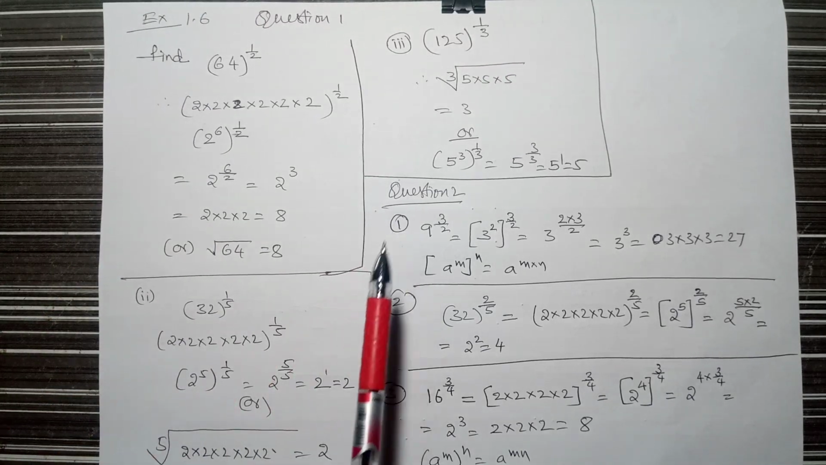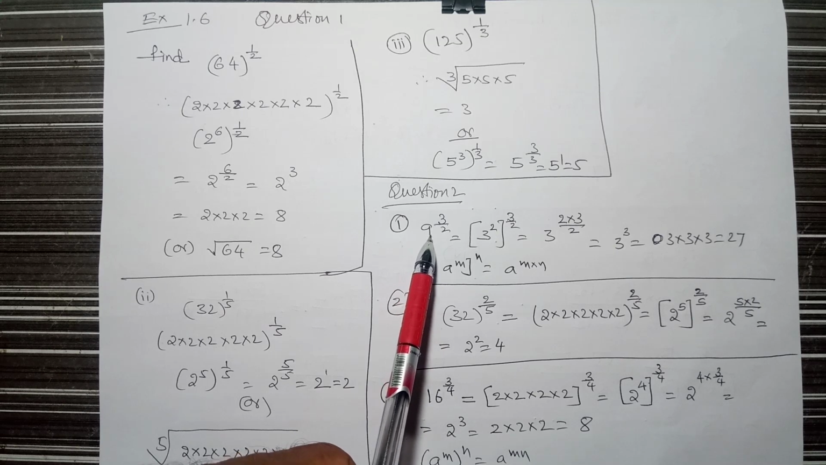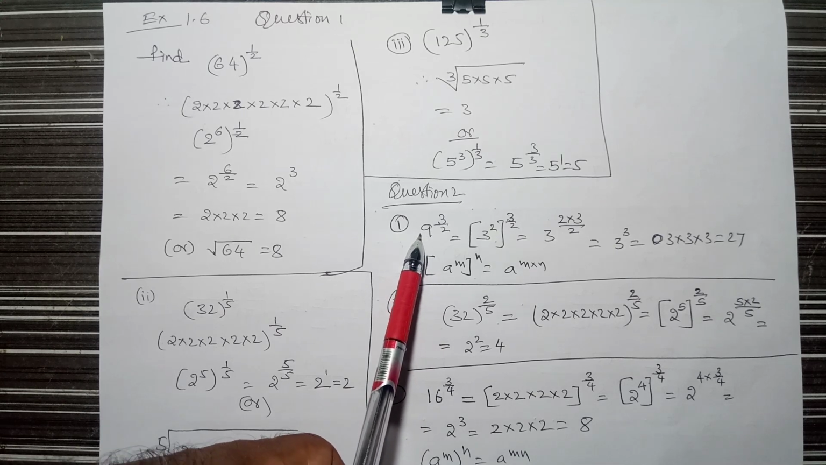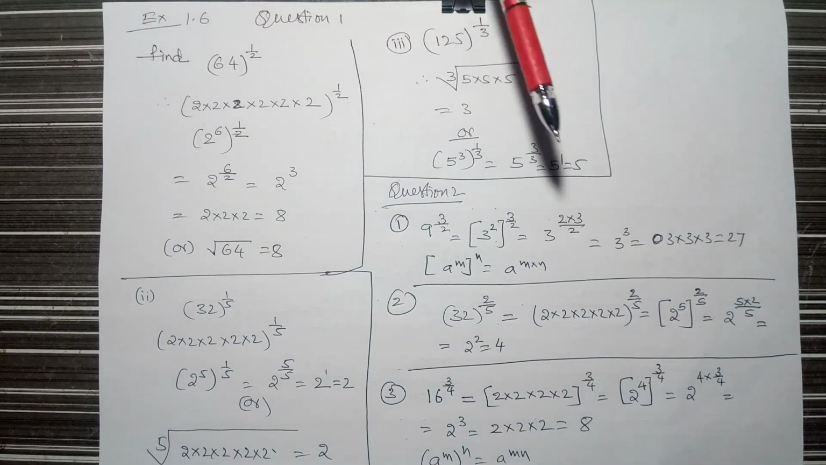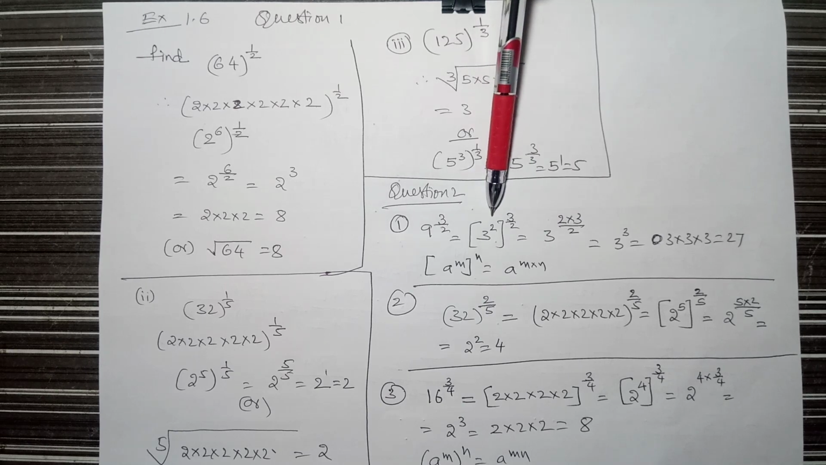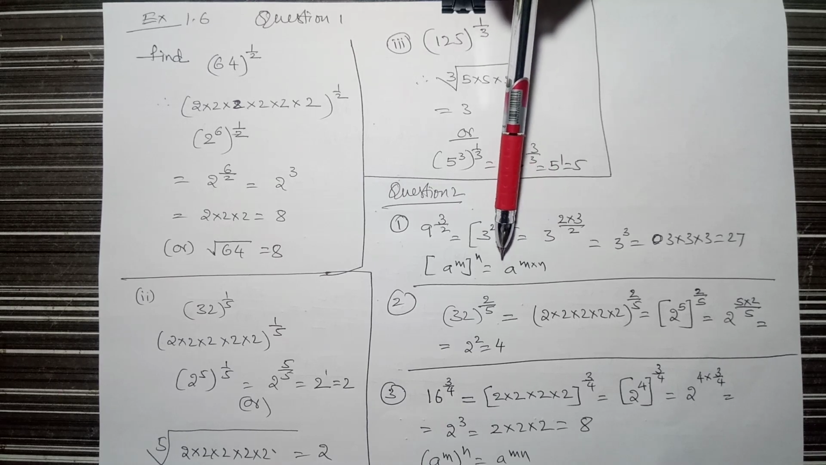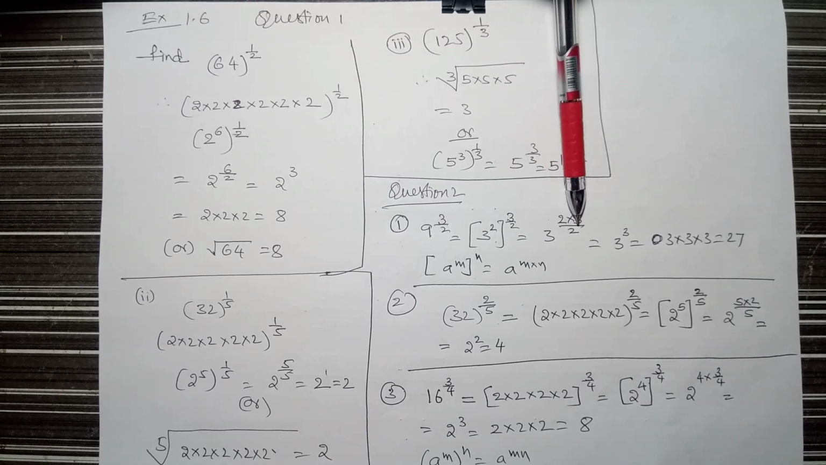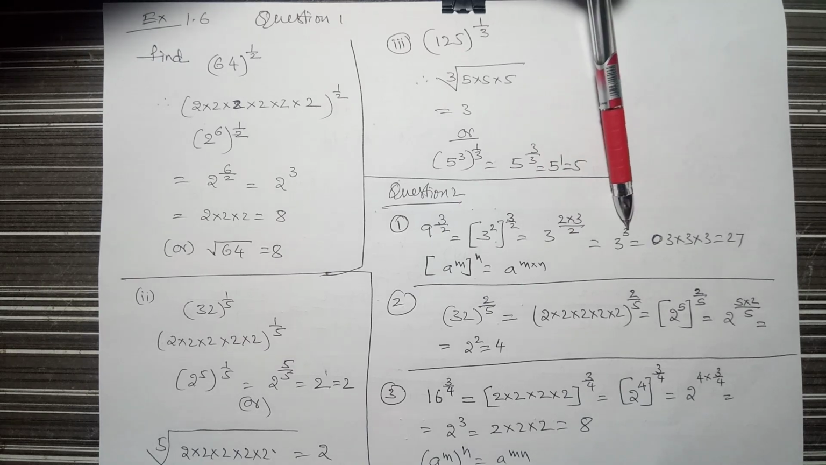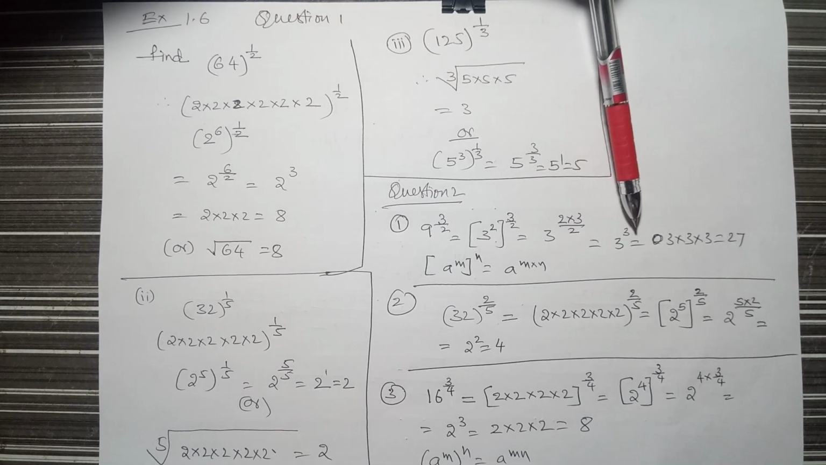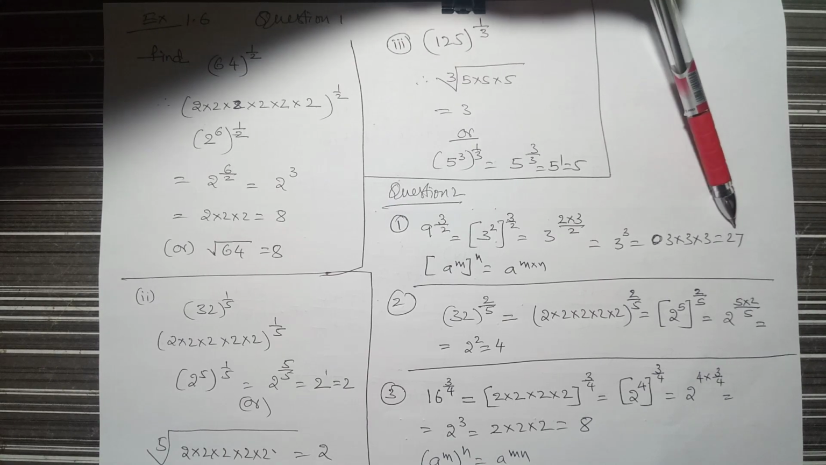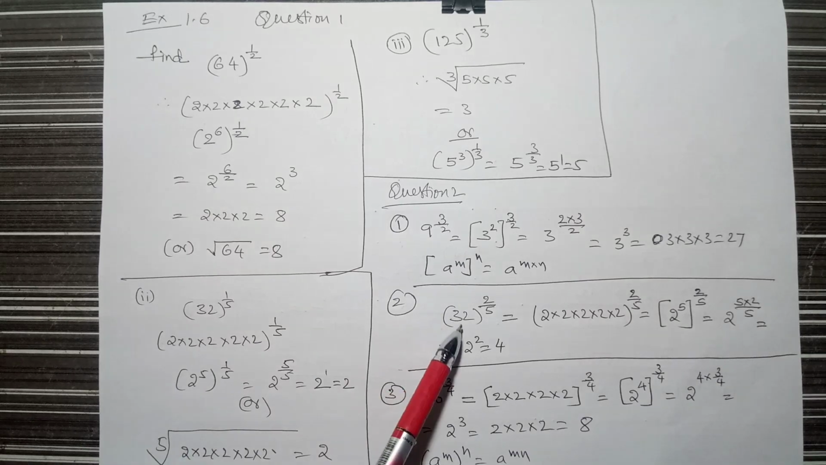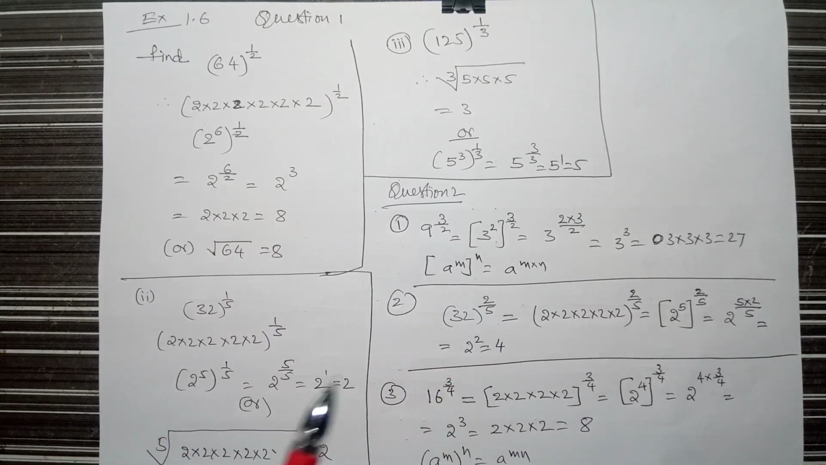Now second question, we have to find its value. 9 power 3 by 2, 9 is 3 square, whole power 3 by 2. So 2 3's, therefore a power m whole power n I have written in the bottom. Now applying this one, the 2 and 2 will cancel, 3 power 3 will remain. 3 power 3 is nothing but 3 times 3 times 3, that is 3 3s are 9, 9 3s are 27.